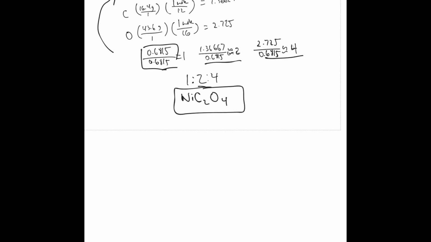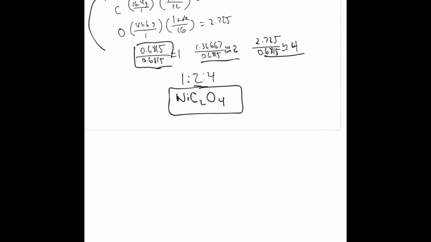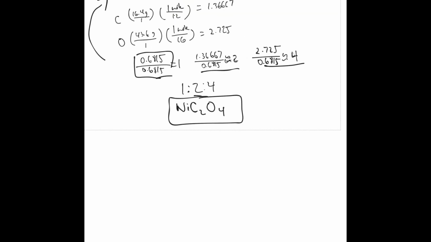So we're going to have 1 nickel, and then for carbon we're going to have 2 because that's the ratio. And then for oxygen we're going to have 4. And that there is your empirical formula. You'll find that that is the simplest simplification for this problem because you can't divide this any further, right?